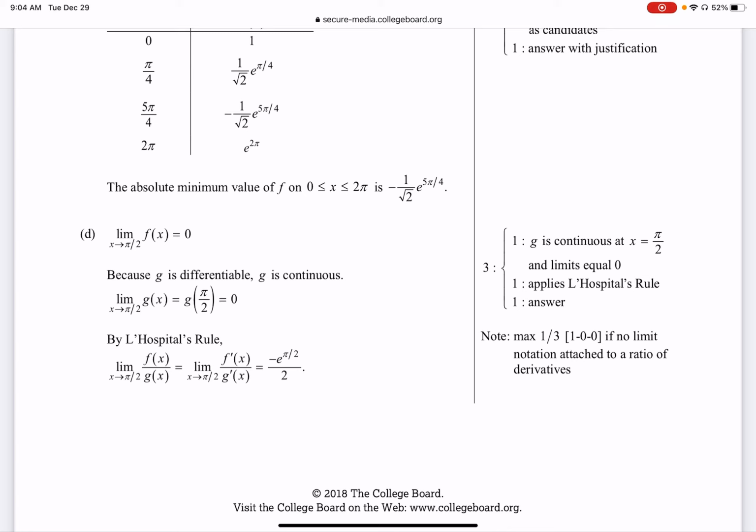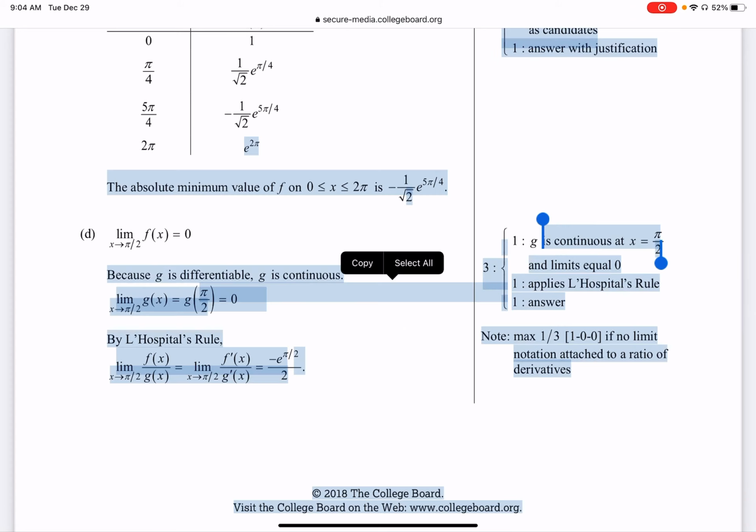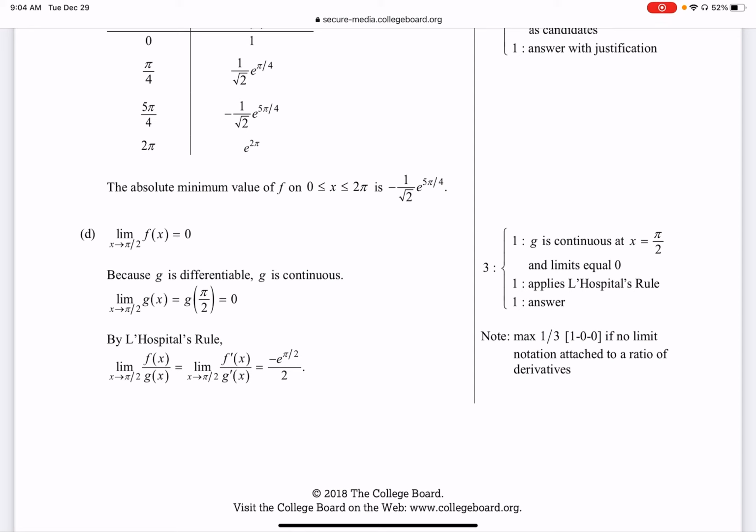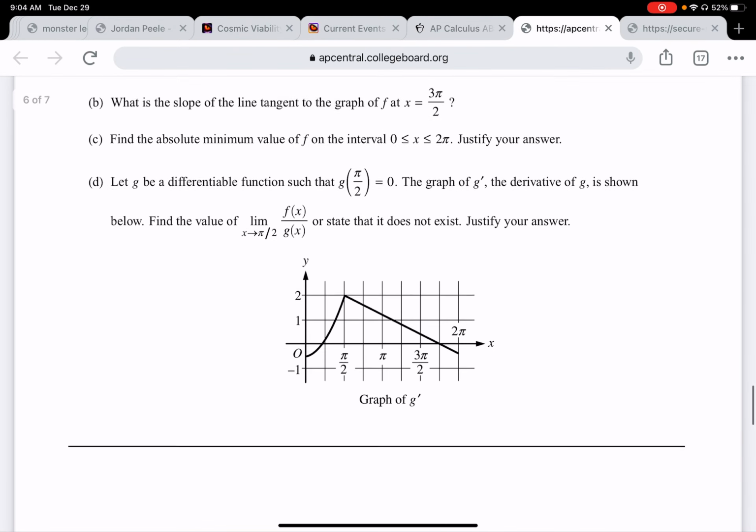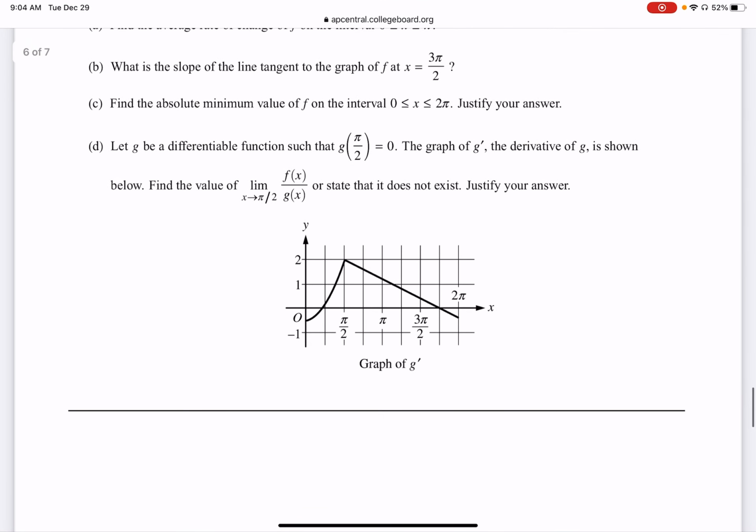So over here in the scoring guideline, notice that it wants us to say that g is continuous at that particular point in order to evaluate that limit. That was worth a point. Now they have the top equal to 0 and the bottom equal to 0, so they can apply L'Hopital's rule by taking the derivative of the top and the bottom and then evaluating each of those functions at the derivative. How did they get the derivative of 2 for the bottom function? Well, we have the graph of the derivative. All we're finding here is at pi over 2, and you can see that it hits at 2.